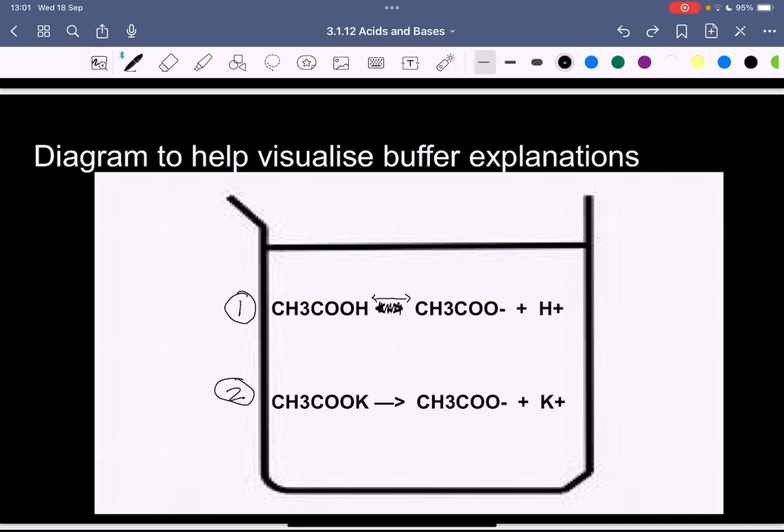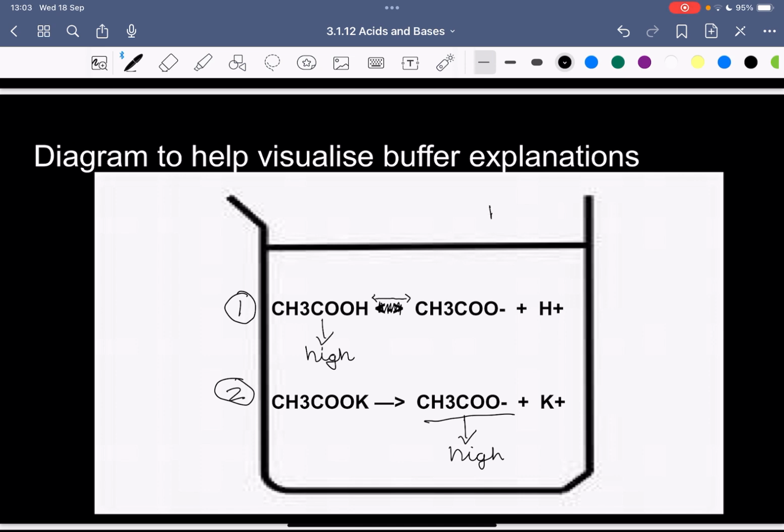Okay, so it's important to know roughly what you have high concentrations of and what you have low concentrations of. So this reaction here, reaction 1, is in equilibrium. However, ethanoic acid barely dissociates, so that means you have a high concentration of ethanoic acid and low concentrations of ethanoate ions and H+ ions. However, in reaction number 2, we know that this ion here completely dissociates, so that means from this reaction we get high amounts of ethanoate ions.